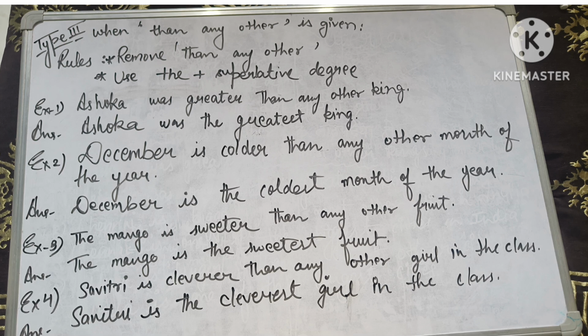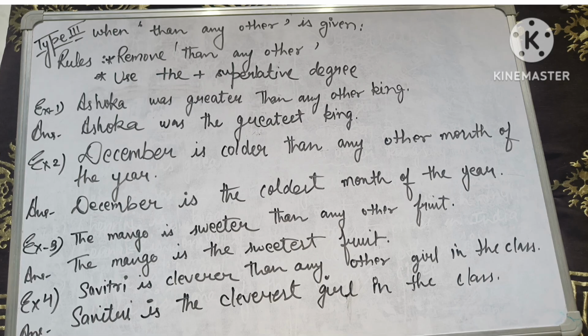After that, you have to rewrite the words that are given after "than any other". For example, sentence number 1, "Ashoka was greater than any other king." What is given after "than any other"? King. So just rewrite the sentence: "Ashoka was the greatest king." The beginning of the sentence remains the same: Ashoka was, December is, the mango is, Savitri is. The beginning is quite the same. We just remove "than any other" and write "the" plus the superlative degree. So sentence number 1 will be "Ashoka was the greatest king."